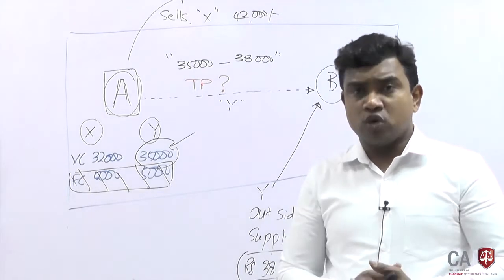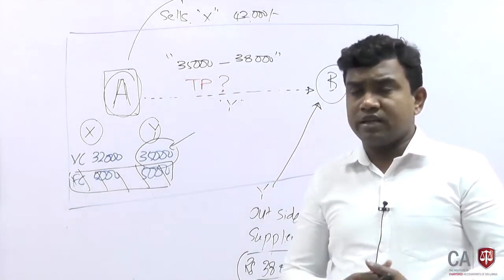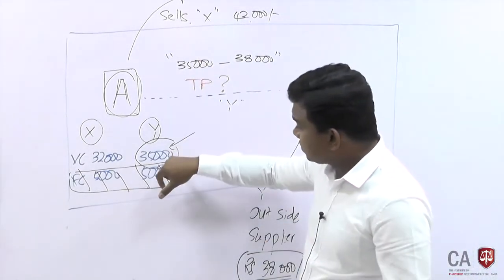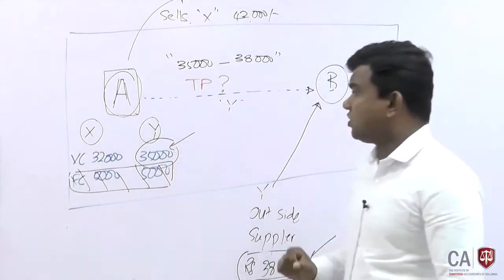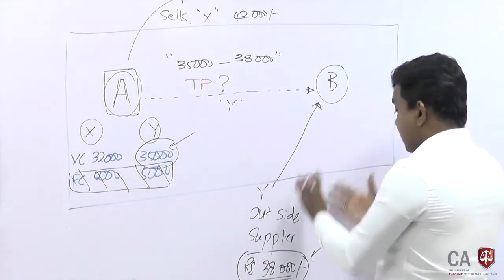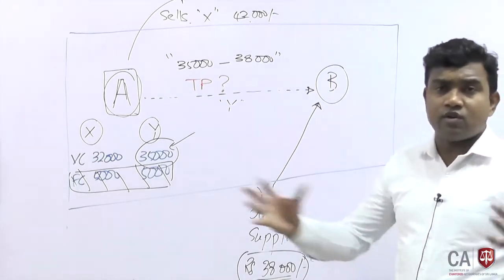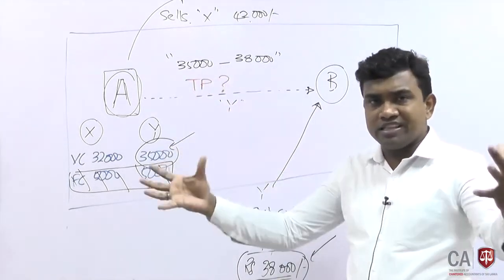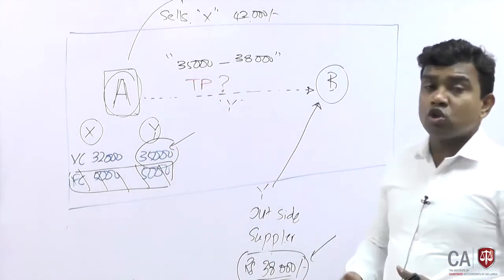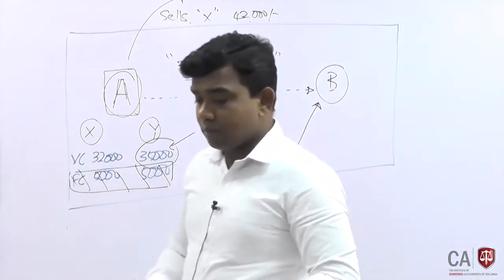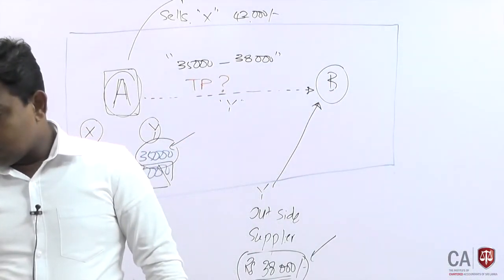Very basic questions, but you have to think of a lot of things, because A has to produce incurring a variable cost of 35,000 for Y. B can buy it from outside at 38,000. Their price should range between these two prices. Let's move into question number 2, that is Roman number 2. Moving into the computer screen.